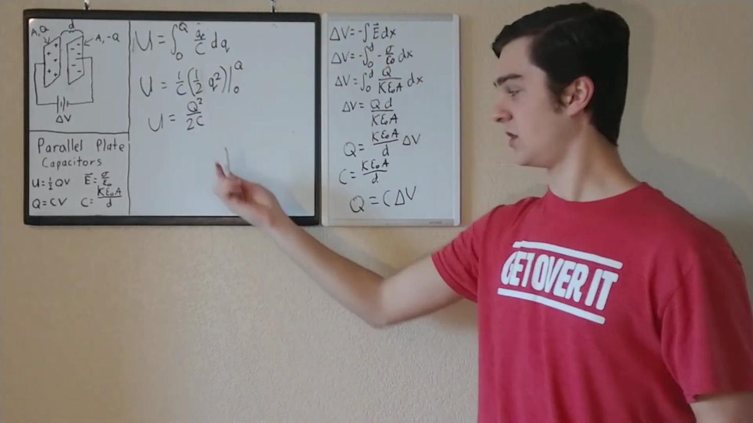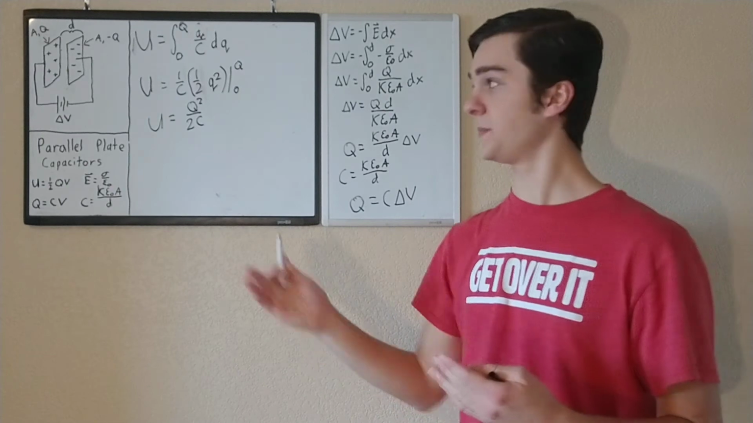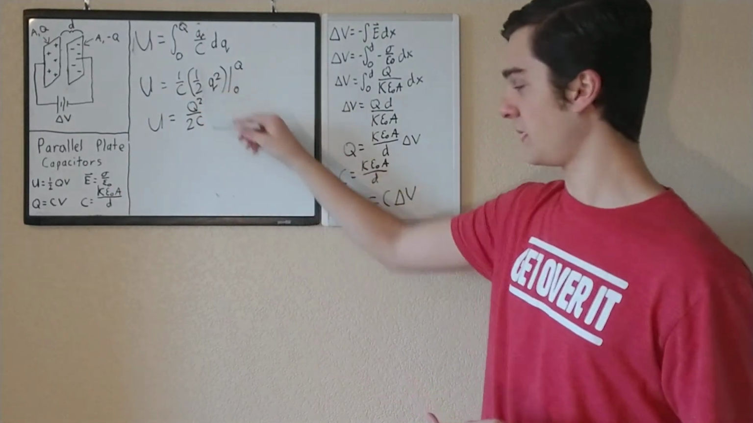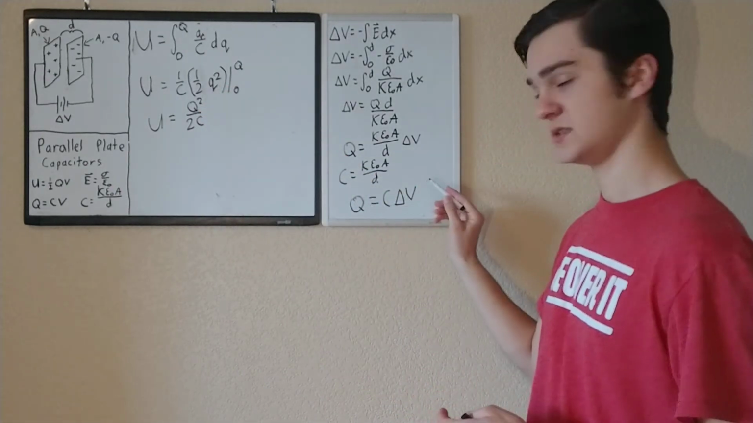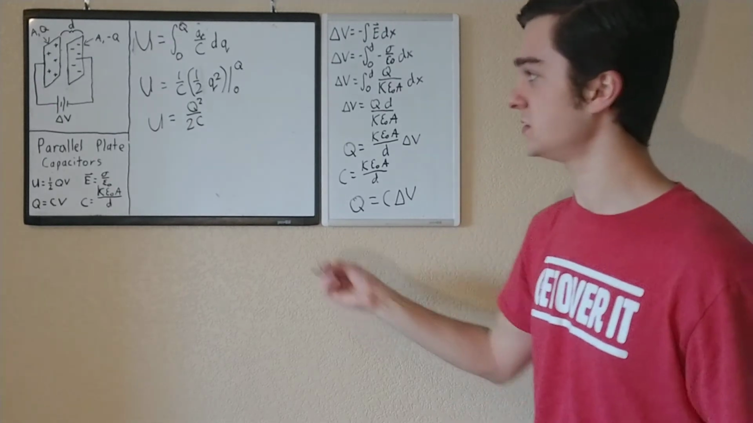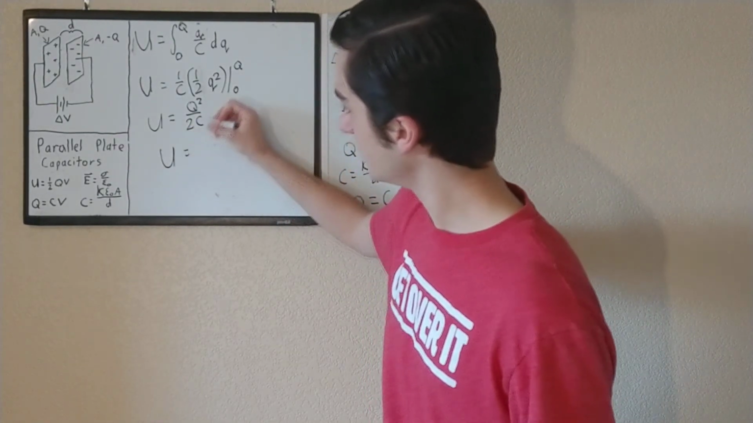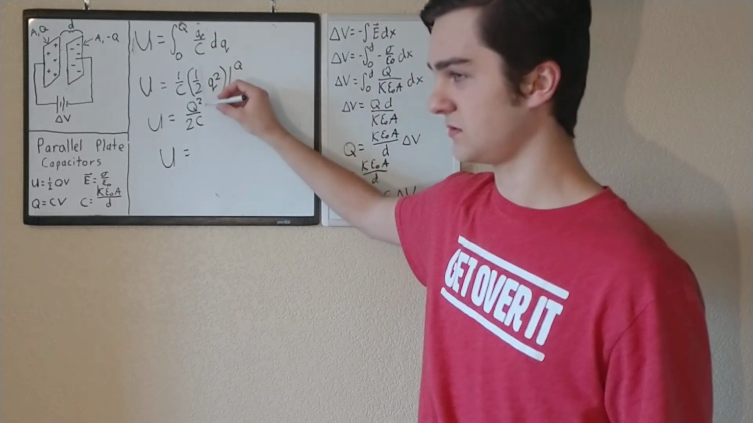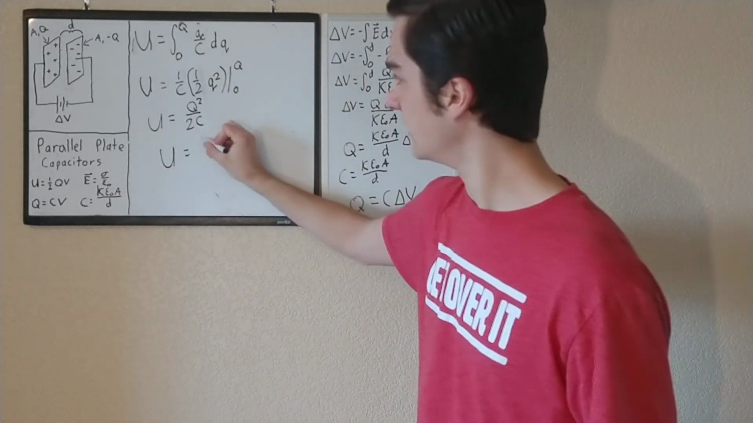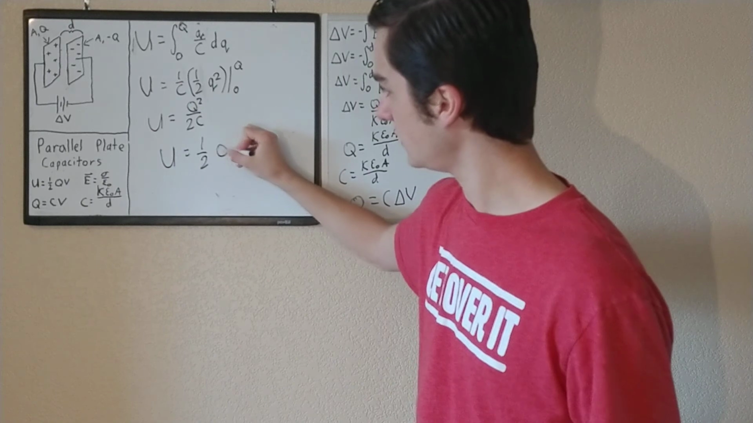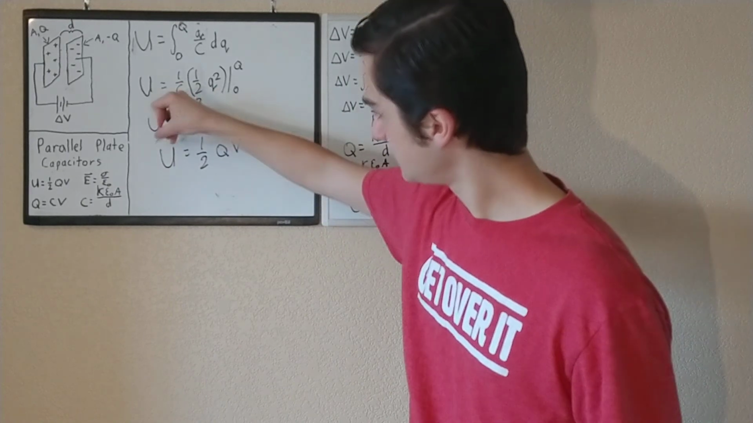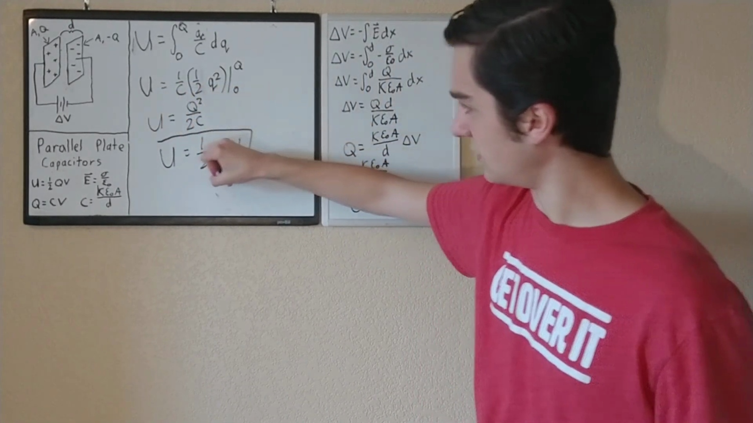And you realize this is just an alternate form of our equation. We can swap out this Q over C to be equal to the change in voltage. So we get that the potential energy across it equals, one of these Q over C's becomes voltage, and there's a Q left over, so 1/2 QV. And there is our value.